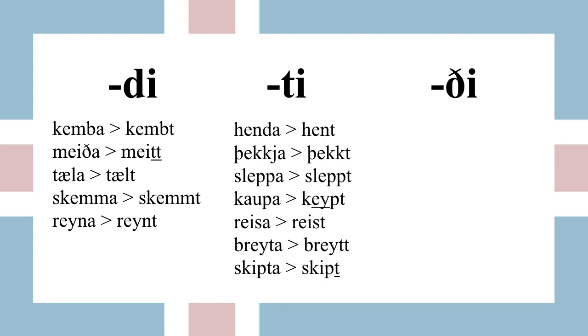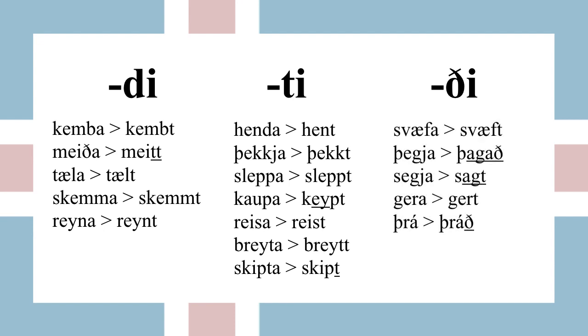For the next category, we have henta becomes hent, þekkja becomes þekkt, sleppa becomes sleft, kaupa becomes keift, and we have the same irregular vowel shift here as we did in the past tense. Reisa becomes reist, breyta becomes breytt, and skipta becomes skipt.